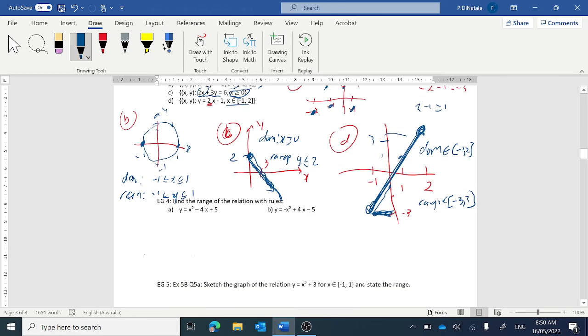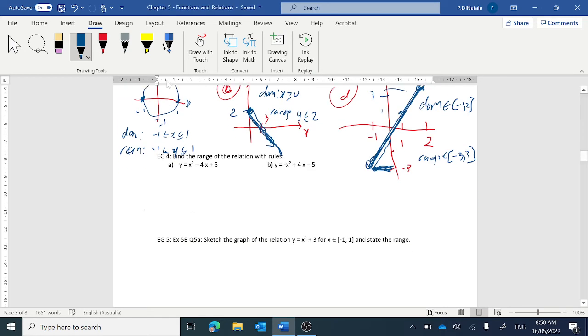Find the range of the relations with these rules. So it's easy just to work them out, like factorize it. So I'm going to factorize this, and I'm going to get x minus 5 and x plus 1. So x equals 5, that's where it's crossing. So it crosses at 5 and negative 1.